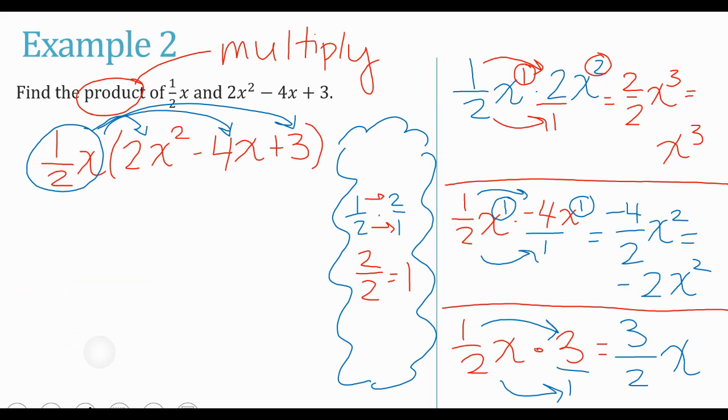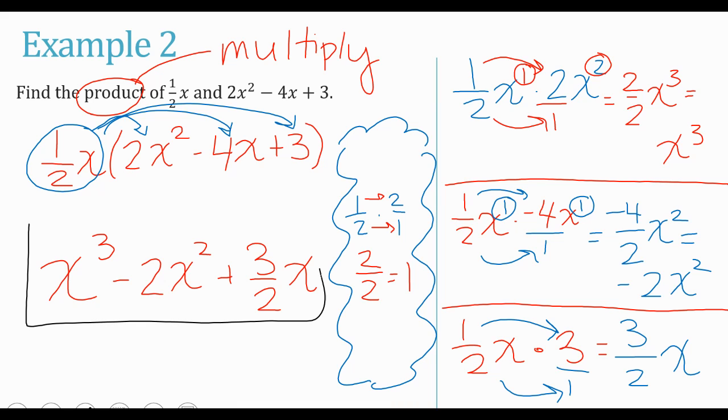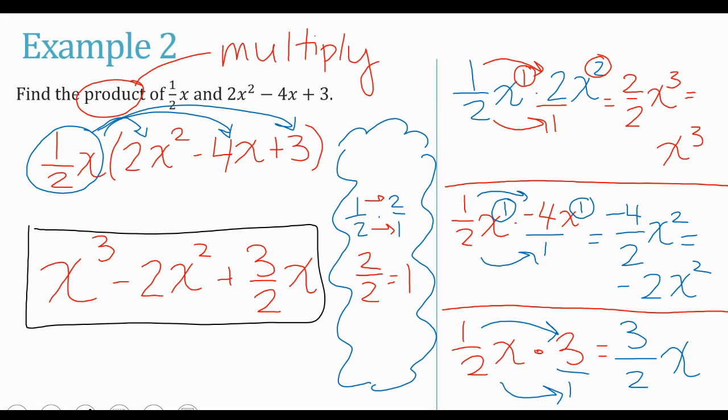So now I'm going to just bring over my entire answer, which is x to the third minus 2x squared plus 3 over 2x. It's in standard form. I can't add anything together, so I know that I'm done. All right, so how about you try a couple on your own?